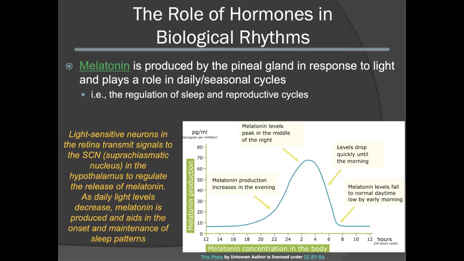As daily light levels decrease, melatonin is produced and accumulates in the body. This will aid in the onset and maintenance of sleep. As light becomes present within the environment, melatonin levels will then drop. This will then allow for the onset of the wake cycle.